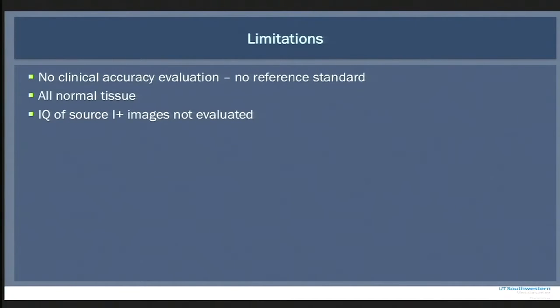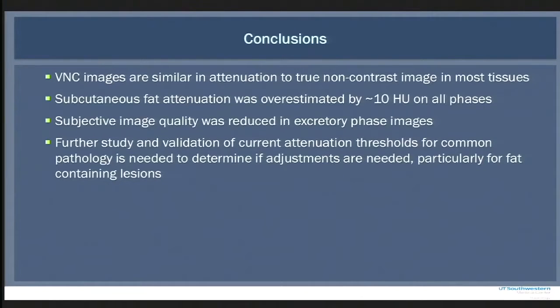So the limitations of the study: we were using basically the conventional and the virtual Hounsfield units from the CT scanner. We don't have an absolute value of what is the true correct Hounsfield unit. We only looked at normal tissues, and we didn't look at the image quality of the source images used to generate the virtual non-contrast images. So any artifacts in those images could be propagated into the virtual non-contrast images.